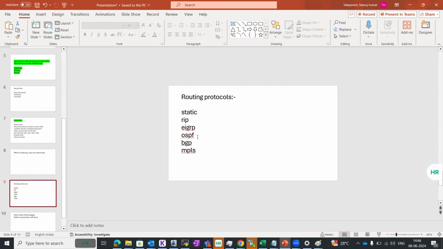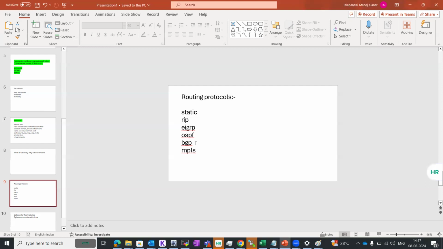And OSPF is there, right? This is an open standard protocol which is very powerful, and many vendors are using this protocol nowadays. Here, each protocol has various versions, like RIP version 1, 2, and 3, EIGRP version 1, version 2, OSPF version 2, and version 3.